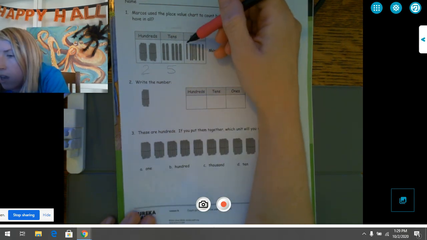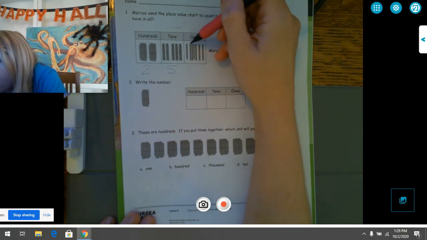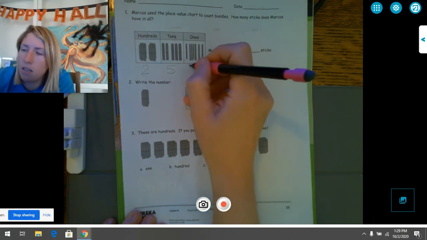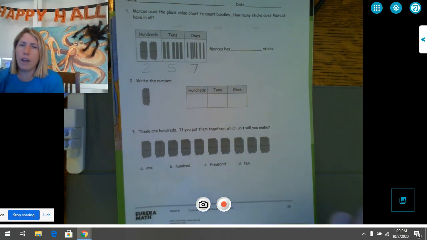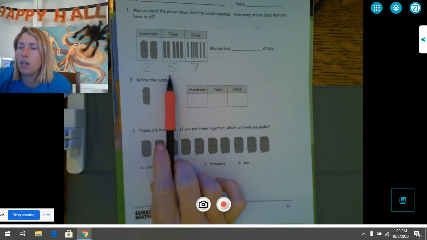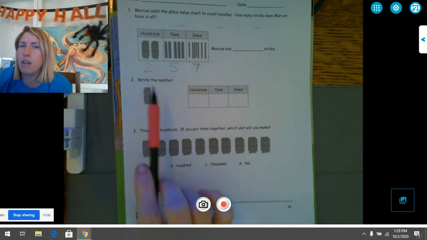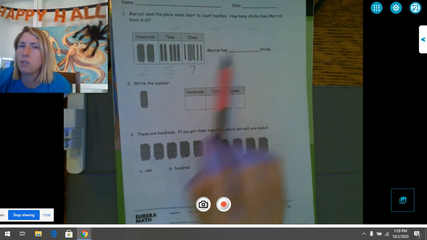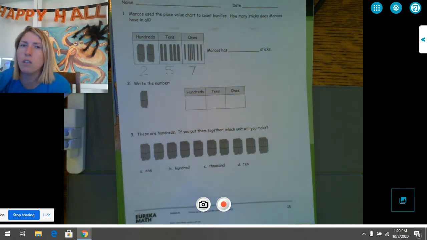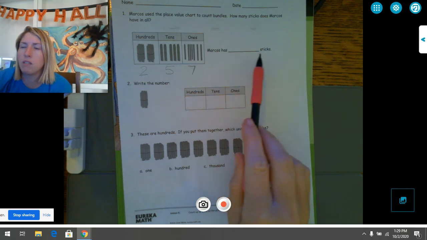So let's see how many ones we have. Count them. 1, 2, 3, 4, 5, 6, 7. I see 7 straws or sticks here in the ones place. All right, so that's our hundreds and our tens and our ones, and you need to put that number together and figure out what that should be right here on the line. So how many straws or sticks does Marcos have in all? Marcos has blank sticks.